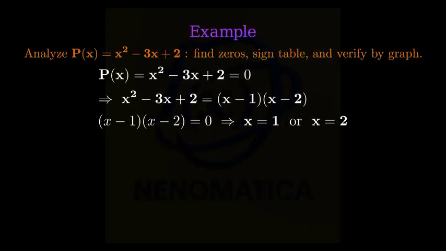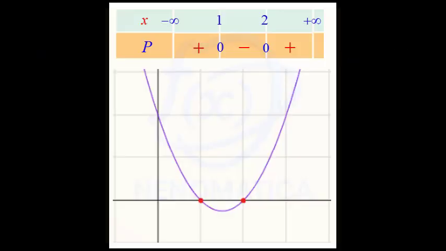Next, let us draw the graph to get intuition. Since the leading coefficient is positive, the parabola opens upward. We mark the intercepts at x equals 1 and x equals 2. Then we will shade intervals to show where p of x is positive or negative.